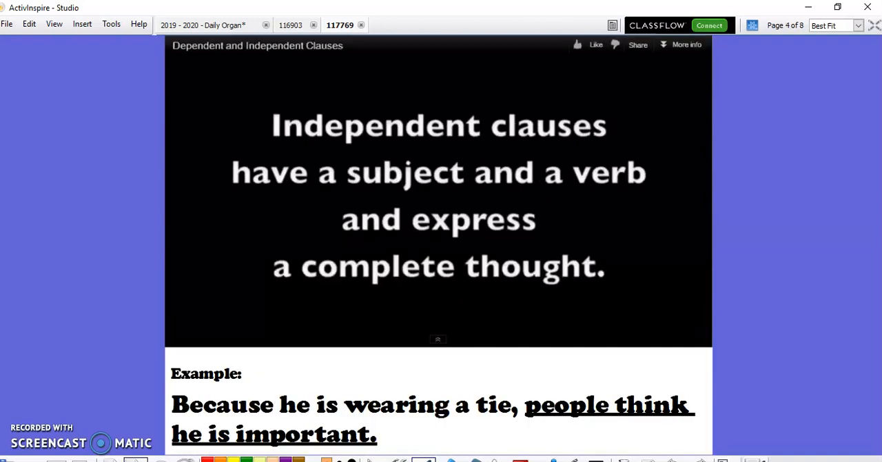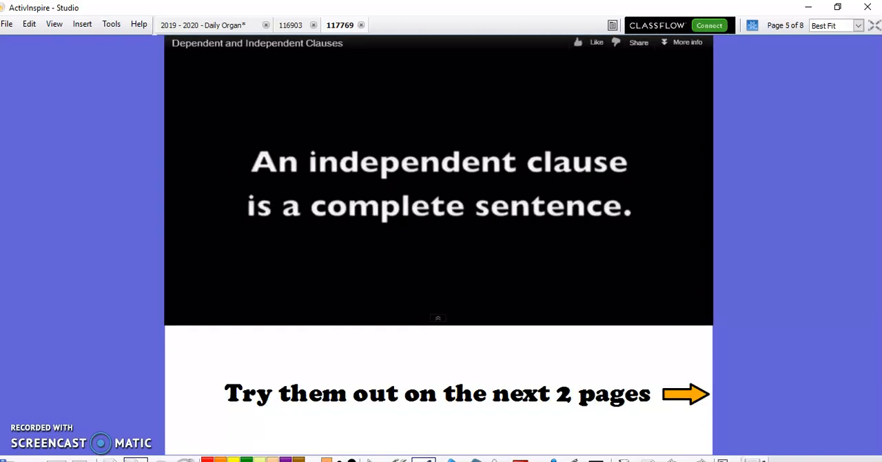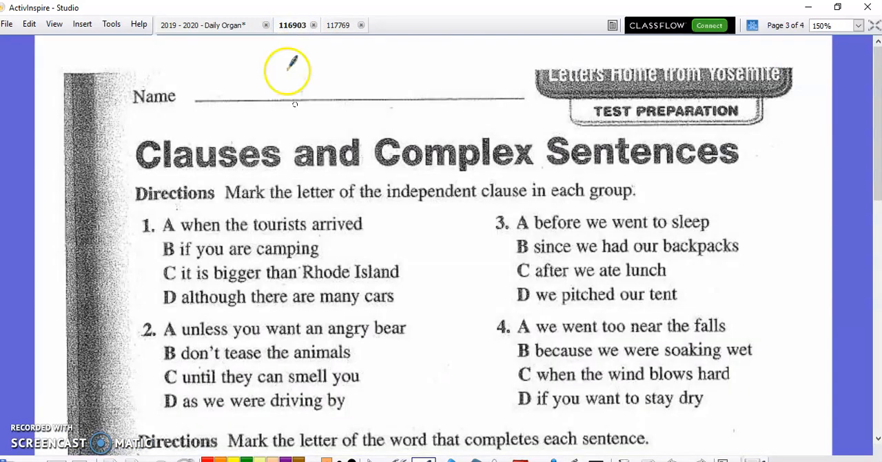Independent clauses have a subject and a verb and express a complete thought. For example, the underlined piece in this sentence below, people think he is important, is a complete thought and can stand alone. That's what makes it the independent clause of this complex sentence. An independent clause is a complete sentence. Let's try these questions and see how well we know about complex sentences.